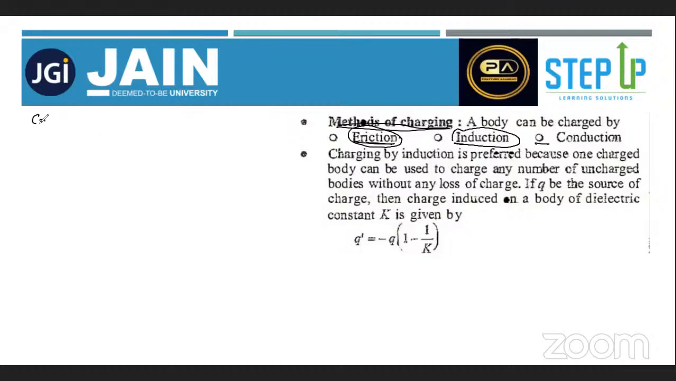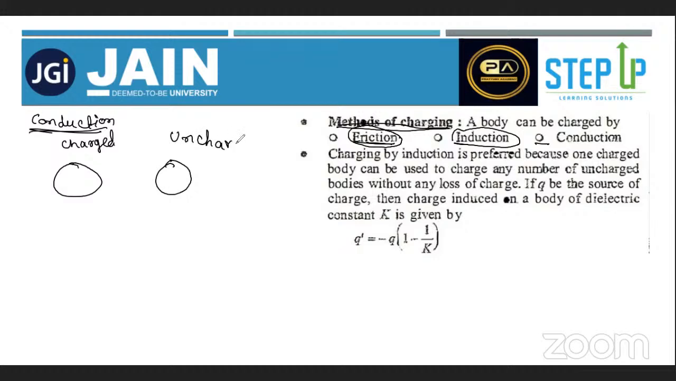See, if I'm talking about conduction, what happened? We took two bodies, 1 and 2. One is a charged body, and this is an uncharged body. Now, if I assume that it has positive charge, which is uniformly distributed on this, 1, 2, 3, 4, 5, 6, and this is uncharged. So now this was having plus Q charge.